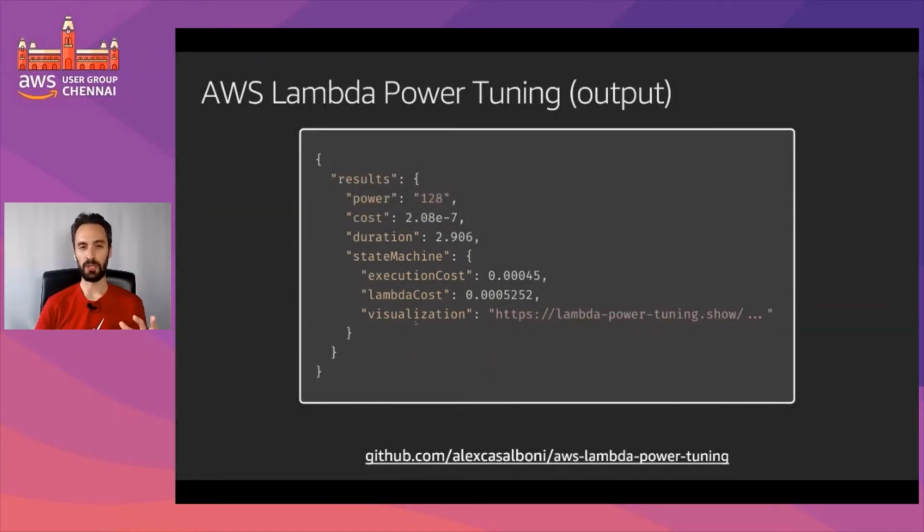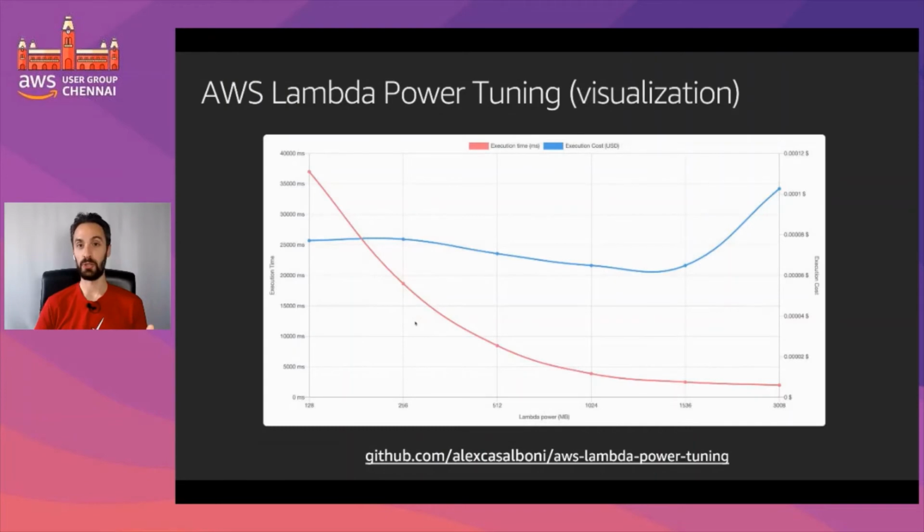Then you also get a visualization URL. And this is super important because that's exactly what I showed you before. You get a dynamic browser-based client-side rendering visualization of the numbers, because it's much, much, much easier for us as humans to look at these charts than to look at the numbers in a log stream, at least for me. If you prefer logs, check the logs.